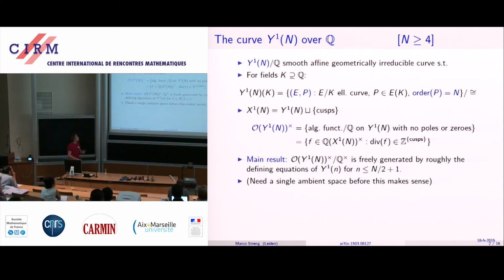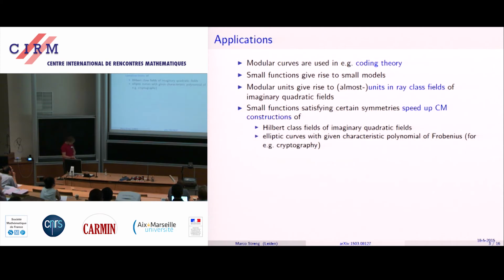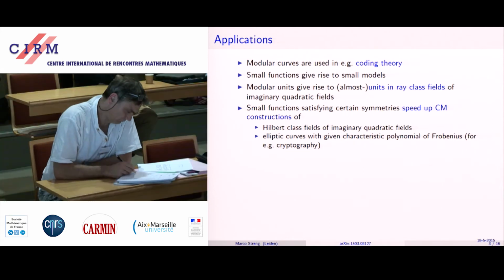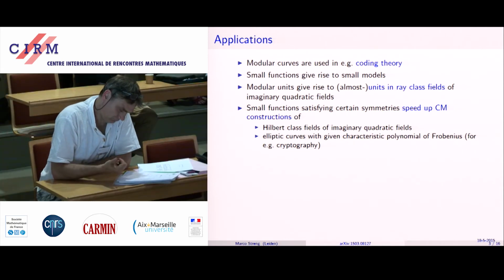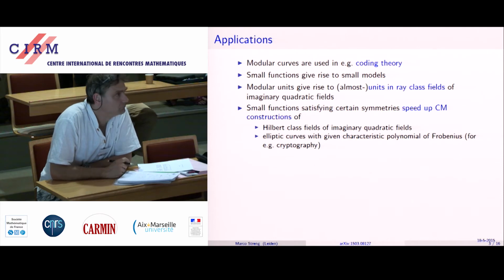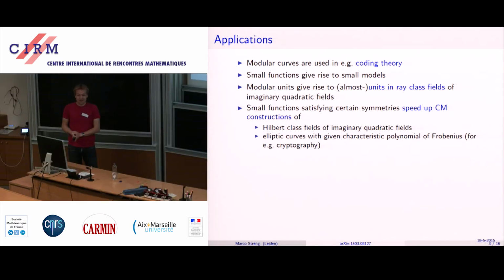Now, before I go to the detailed statement, let me give some potential applications. I don't know anything about coding theory, but it was in the title of the conference. So let me just say that modular curves are used in coding theory. They have many points over finite fields because of the cusps. I think that is the reason, but I'm not entirely sure.